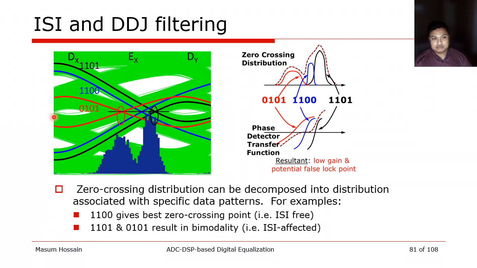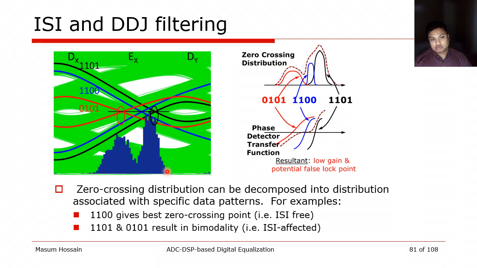For example, we took this ISI-limited case for NRZ. Here we can see that significant ISI not only closed the eye, but it really made the zero crossing distribution dual and dispersive. In fact, this dual distribution would make the timing recovery quite challenging.